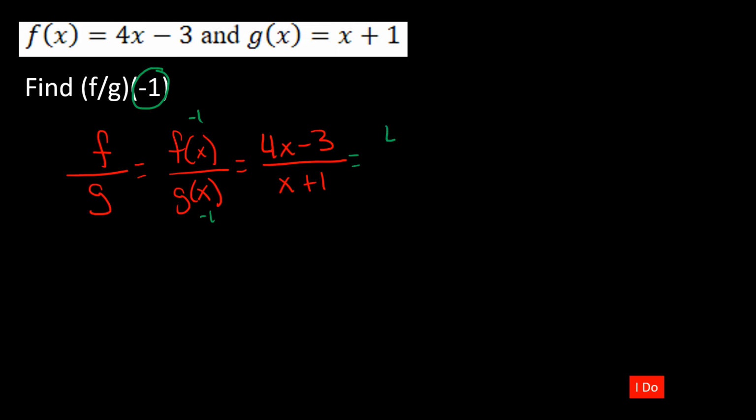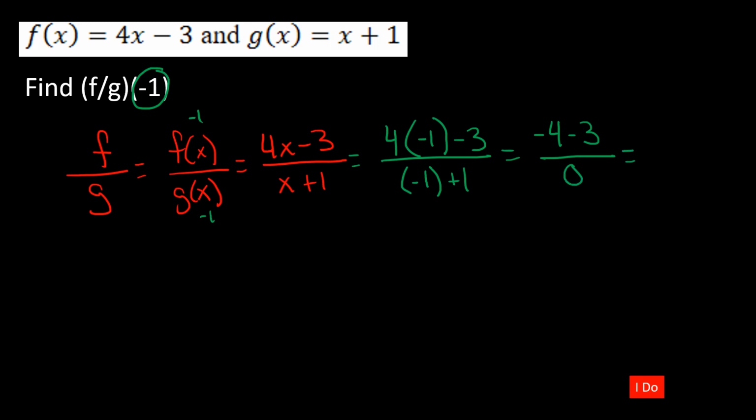So when we do that, we have 4 times -1 minus 3 over -1 plus 1. When we work this out, 4 times -1 is -4 minus 3, over -1 plus 1, which is 0. So we get -4 minus 3 is -7 over 0. Now -7 over 0, I want you to put this into Desmos, the calculator on your phone, or the calculator on the computer. There's an issue here.